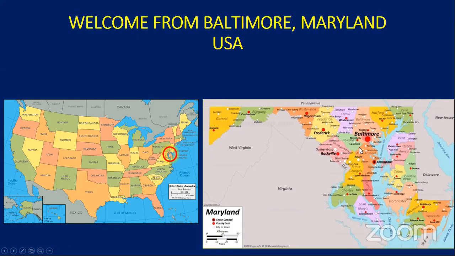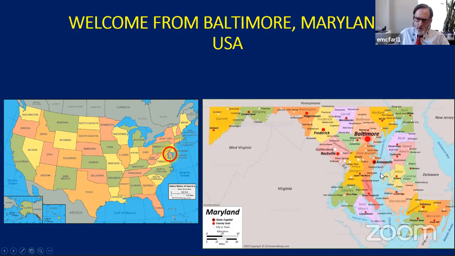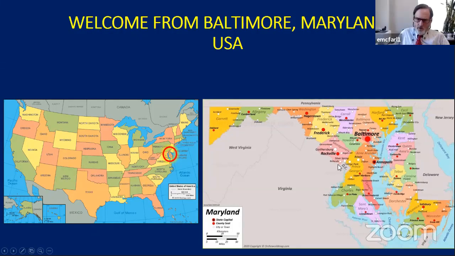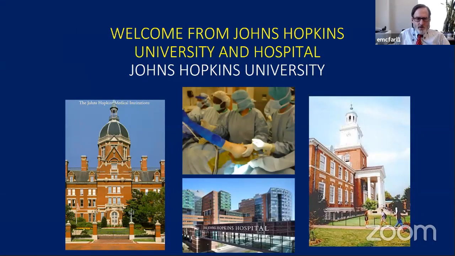Well, anyway, Chesapeake Bay is a large water area on the eastern part of the United States, and we're sort of nestled way back up in here, and Washington, D.C. is right here. So we're only about 35 miles from Washington, D.C., just to get you oriented a little bit. Johns Hopkins is a large institution.